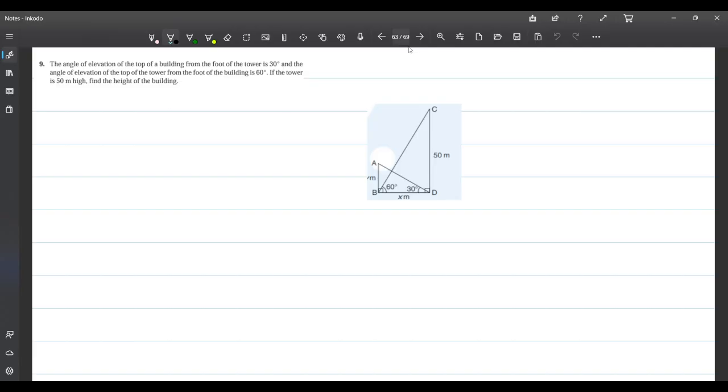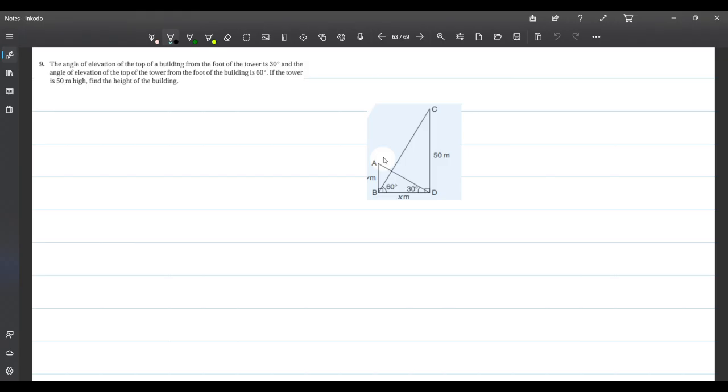the angle of elevation of top of the building from the foot of a tower is 30 degree and the angle of elevation of the top of tower from the foot of building is 60 degree. If the tower is 50-meter high, find the height of building.